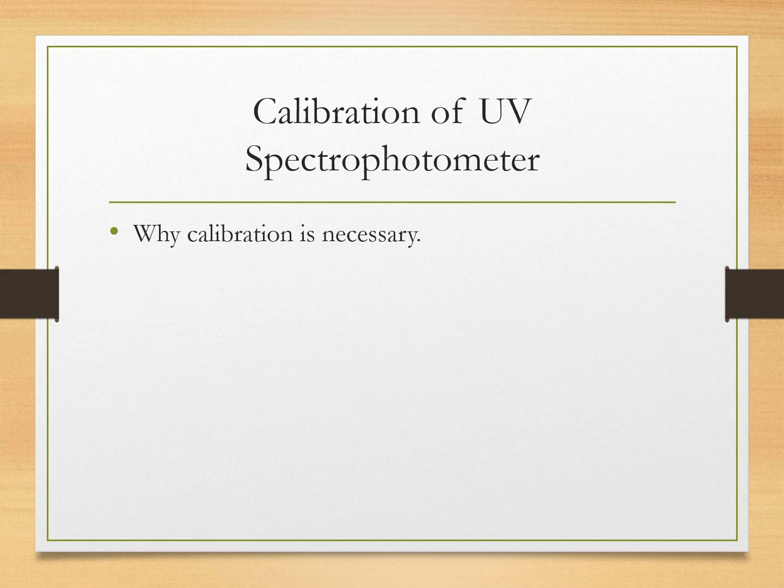Now, what is calibration? Calibration is very necessary. It ensures accurate measurement. Typically, potassium dichromate is used as a certified reference material. Calibration is performed to ensure that the instrument is working accurately.